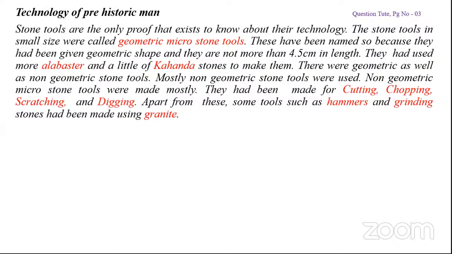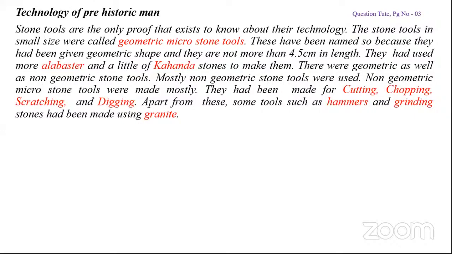Stone tools are the only proof that exists to know about their technology. The stone tools in these have been named so because they had been given geometric shape. They had used more alabaster and a little of kahanda stones to make them. There were geometric as well as non-geometric stone tools. Mostly non-geometric stone tools were used. Non-geometric microstone tools were made mostly. They had been made for cutting, chopping, scratching, and digging. Apart from these, some tools such as hammers and grinding stones had been made using granite.